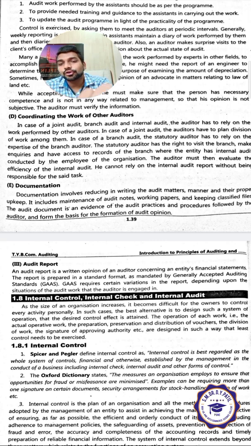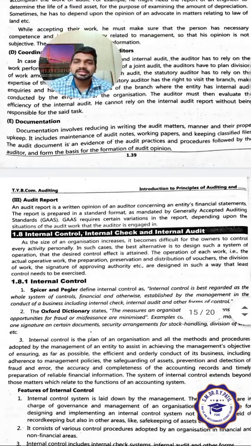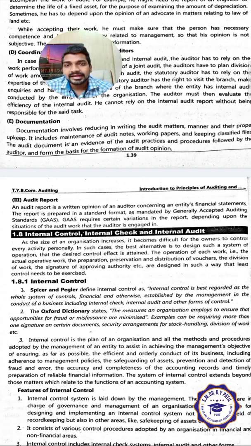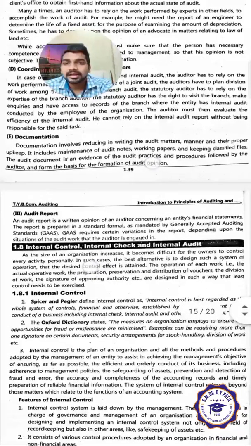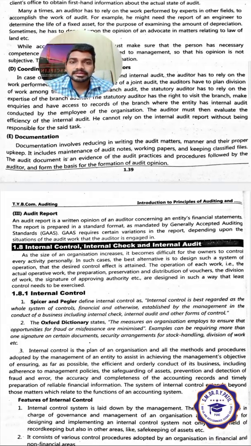Then the next one is documentation. Documentation involves reducing in writing the audit matters and their proper upkeep. It includes maintenance of audit notes, working papers, and keeping classified files. The audit document is an evidence of the audit practices and procedures followed by the auditor, and forms the basis for the formation of audit opinion.